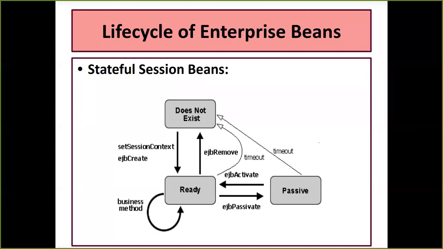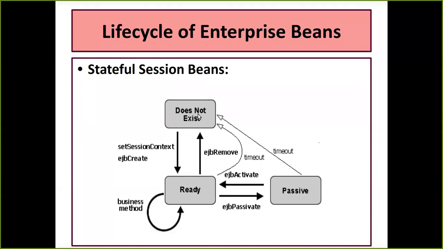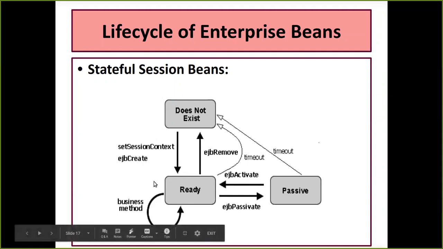The first type is your stateful session bean. We have three stages over here. First is does not exist, one is ready, and one is passive. So for does not exist, the container first checks whether the object of the session bean is available inside the container. If it is not, it goes to the next phase where it creates an object of your EJB. Once it has been created, the business methods or logic that has been written is executed inside your ready phase.